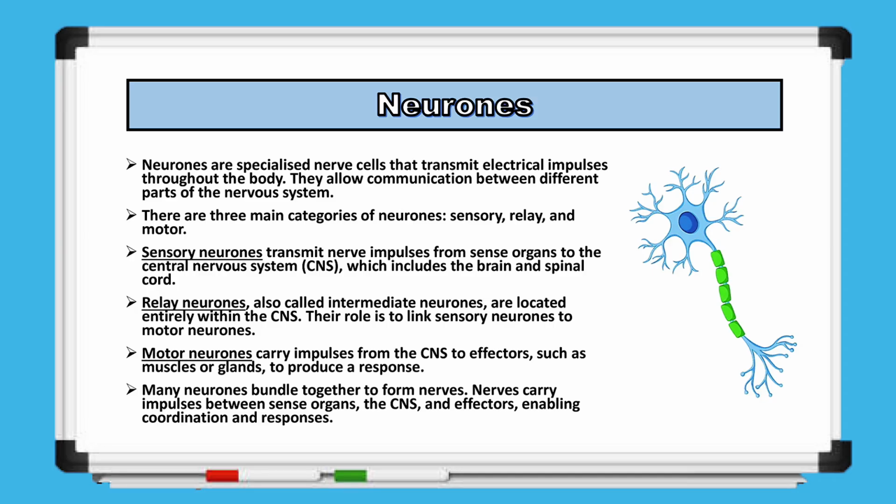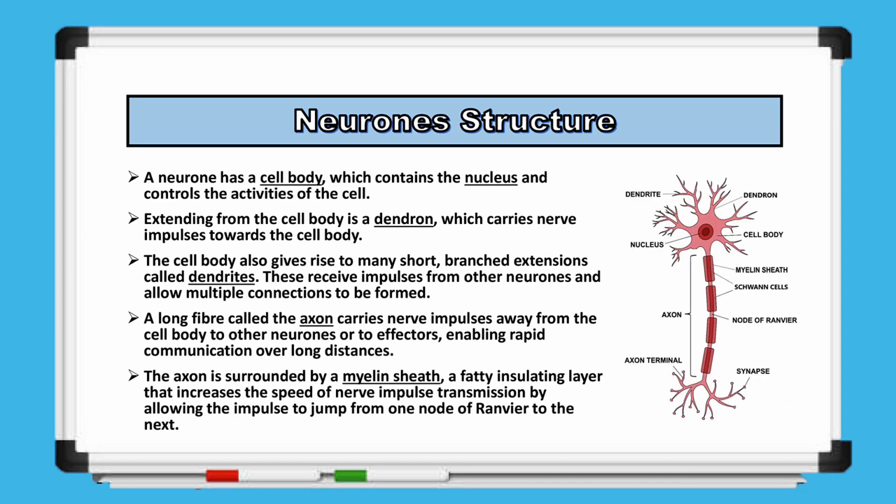Groups of neurons join together to form nerves. These nerves transmit impulses between sense organs, the CNS, and effectors, allowing the body to coordinate actions and responses. Now discussing the structure of neurons.